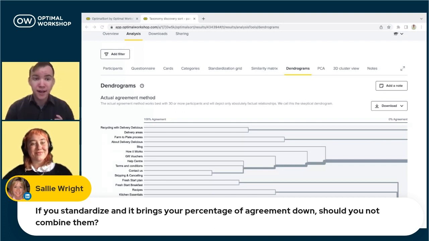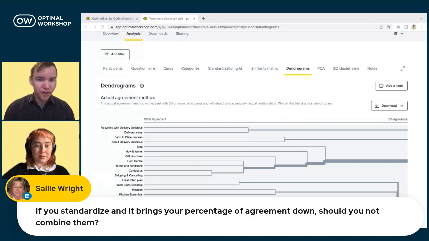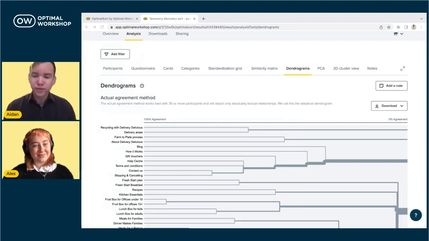The cool thing about standardizing an optimal sort is that you can look at your analysis with minimal standardizing, like only standardizing categories that are very similar to each other. And then you can put together two that are only slightly related to each other when it comes to the label, and see how the analysis will differ as you standardize very specifically and more broadly. So hopefully that answers your question. Awesome, thanks, Sally. I'll keep us moving as we get towards the end of the half hour here.